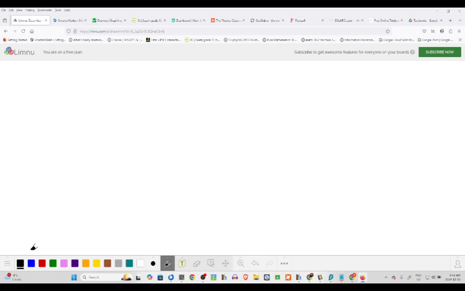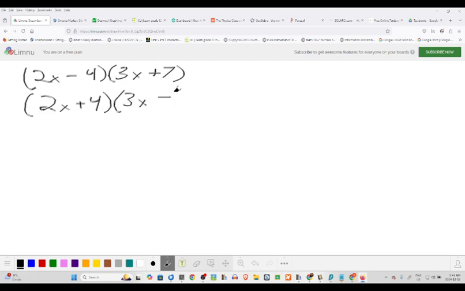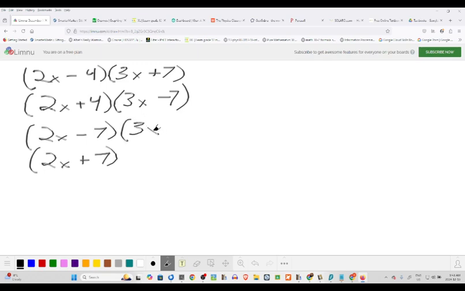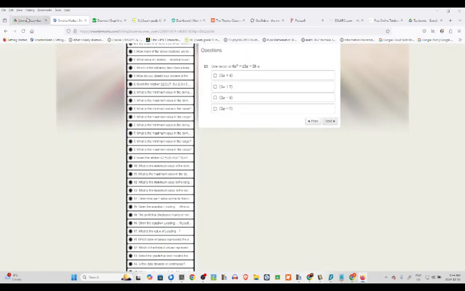So, either the 2x pairs with the 4 as a negative, the 2x pairs with the 4 as a positive, and our negative is in the other one, or the 2x pairs with the 7. These are the only 4 possibilities we need to check. One of them is going to give us that positive 13 we're looking for.